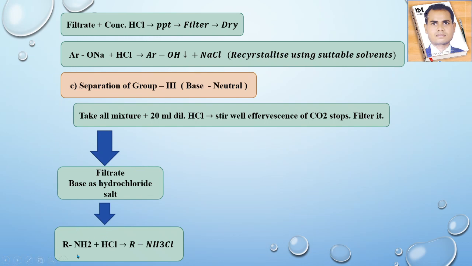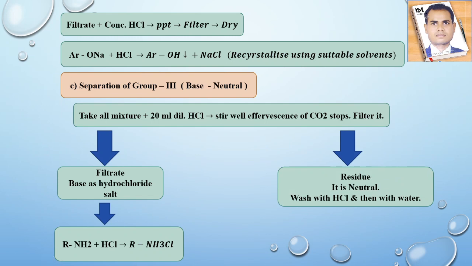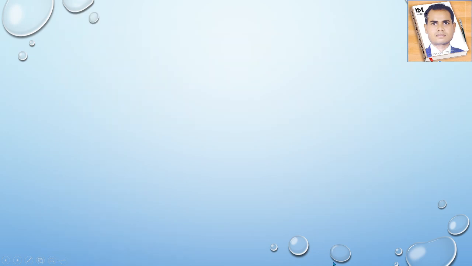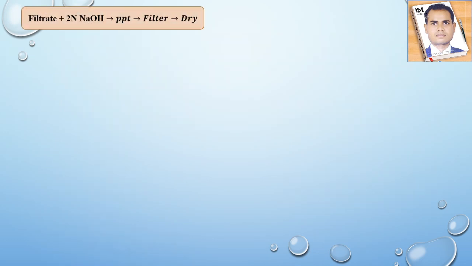The reaction will be like this. The base, which contains an amine group, and we have added HCl into that, so you will get the hydrochloride salt. This is the product, and on the other side the residue contains the neutral. Finally, whatever remains will be the neutral. So wash with HCl and then with water, and again you will get the filtrate.